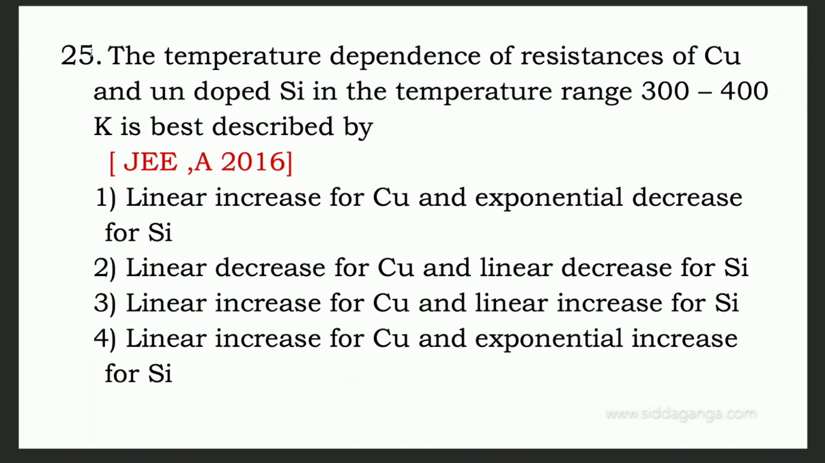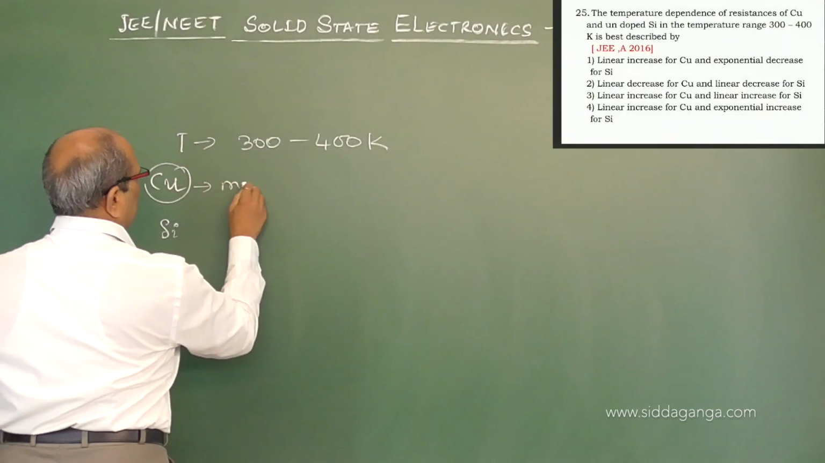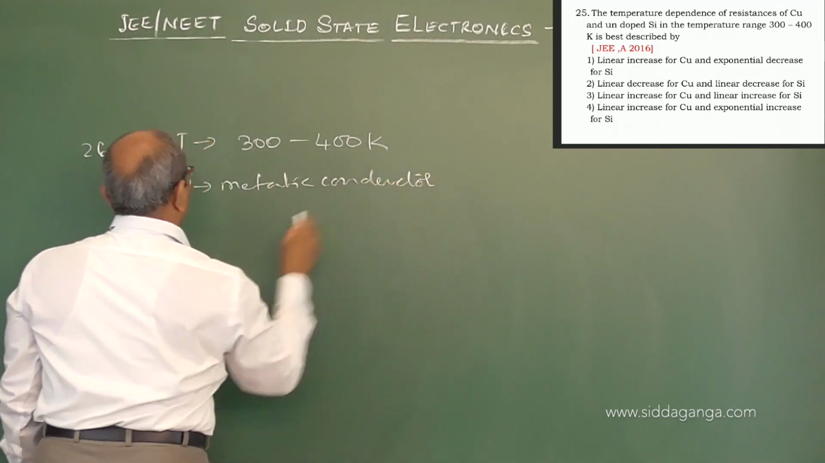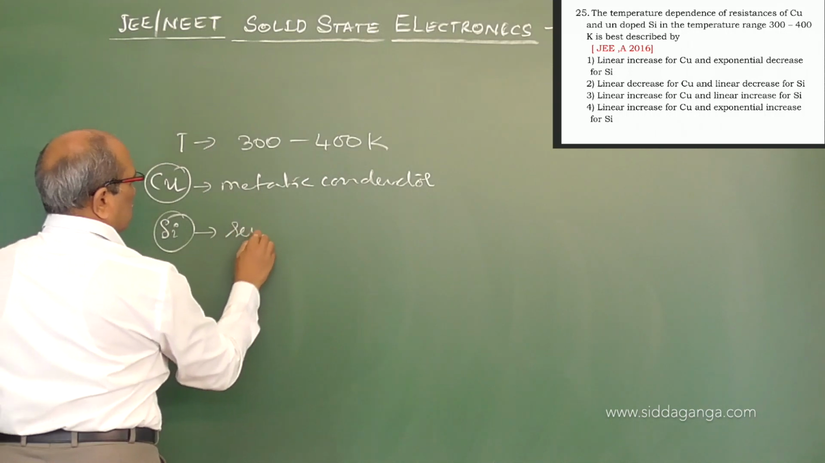Coming to the next, JEE 2016, the temperature dependence of resistance of copper and doped semiconductor in the temperature range 300 to 400 Kelvin is described by. Copper is a metallic conductor. Silicon is a semiconductor.